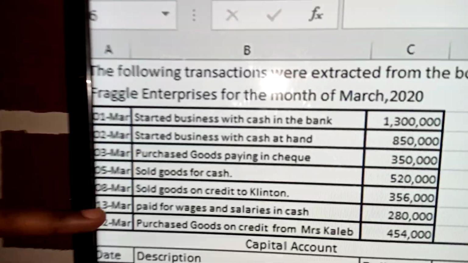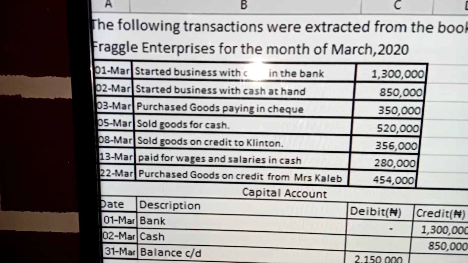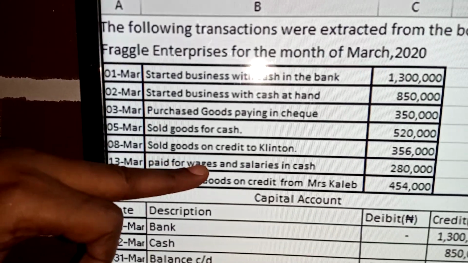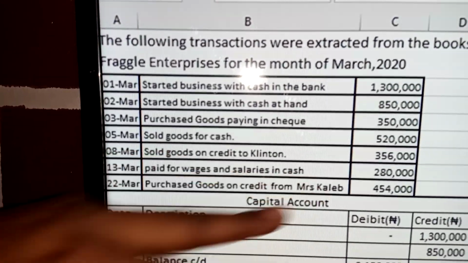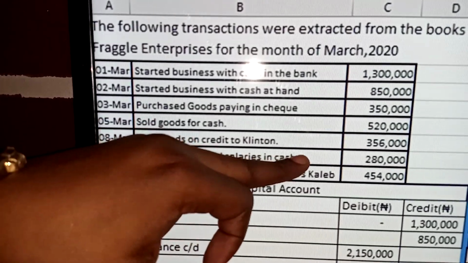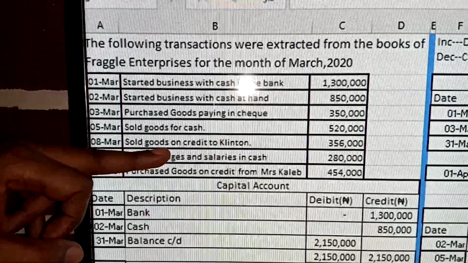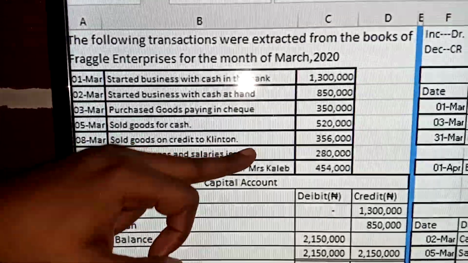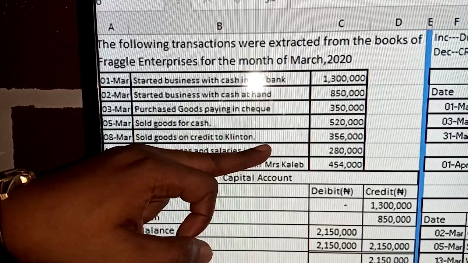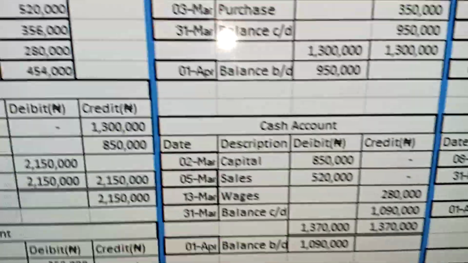So the next one, we have 13th of March, paid for wages and salaries in cash. We have two items here, wages and salaries and what? Cash. Wages and salaries here are expenses. Cash is an asset. Remember I said when your expense increases, you debit. When it decreases, you what? Credit. When an asset increases, you debit. When it decreases, you what? You credit. So we have two accounts here, wages and salaries.